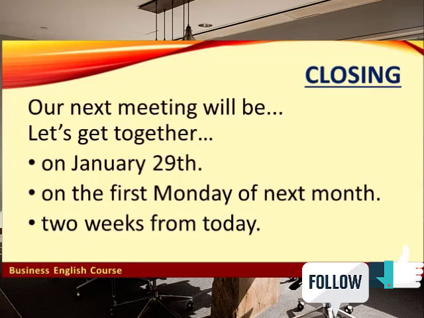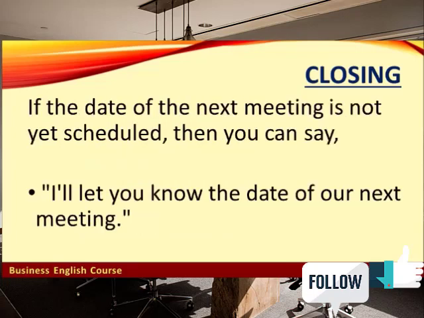You can also set a date for the next meeting. Our next meeting will be, or let's get together, on January 29th, on the first Monday of next month, 2 weeks from today. If the date of the next meeting is not yet scheduled, then you can say, I'll let you know the date of our next meeting.